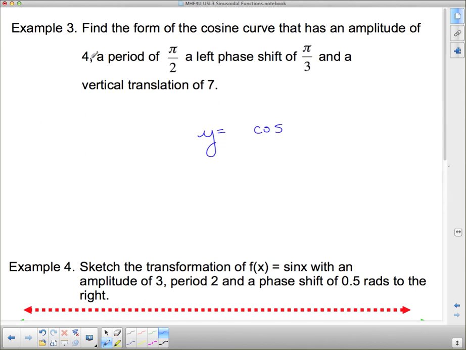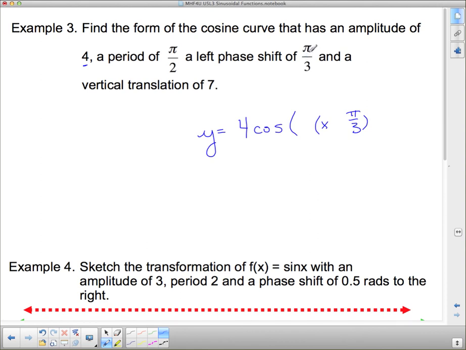What's an easy thing here? Oh, the amplitude. Amplitude's easy. 4. Just put the amplitude out front of cos. The phase shift means that I'm going to have in here an x and a pi by 3. Now, is it plus pi by 3 or minus pi by 3? This says it's going left, so the value that was in here should be a minus pi by 3.